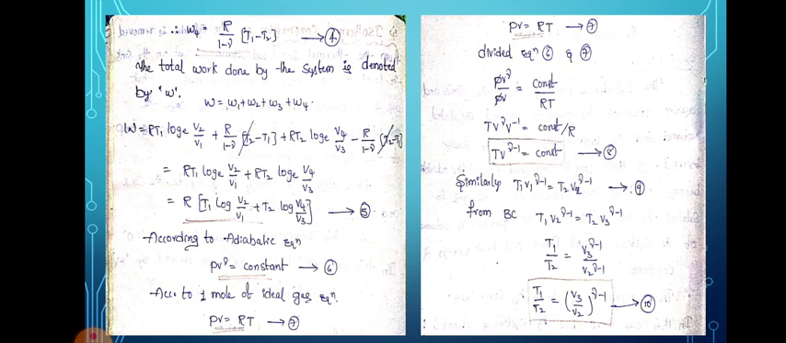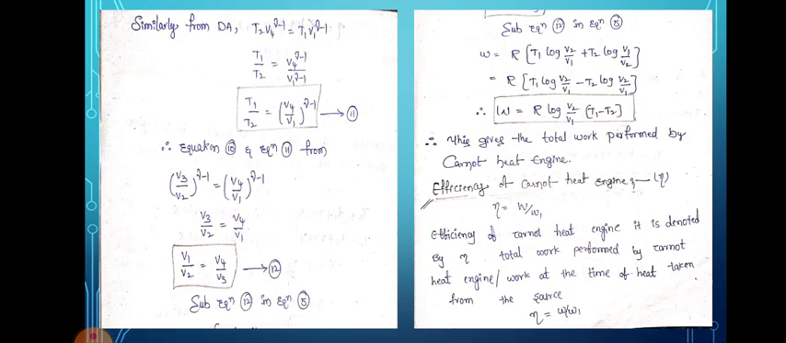So equation number 10 and equation number 11. So that is, from V3 by V2 whole power of gamma minus 1 is equal to V4 by V1 whole power of gamma minus 1. So the whole power of gamma minus 1 gets cancelled. So V3 by V2 is equal to V4 by V1. So finally V1 by V2 is equal to V4 by V3. So this is equation number 12.